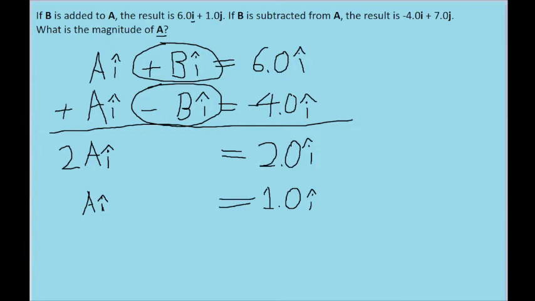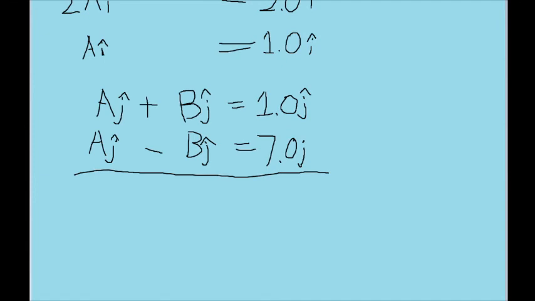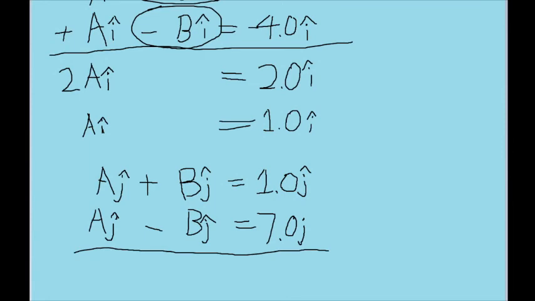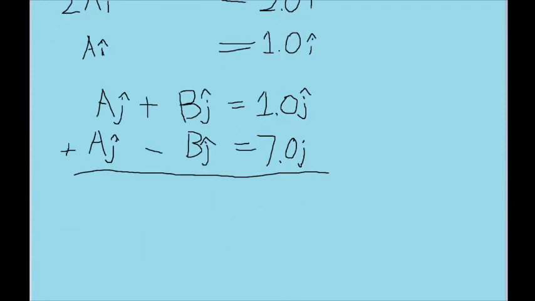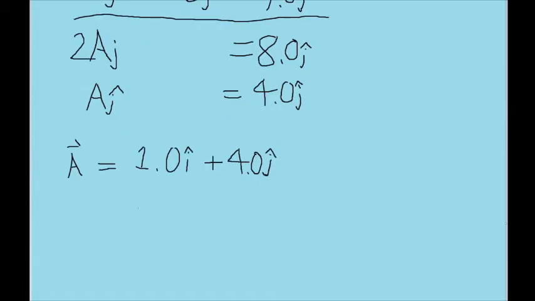Now let's do the same thing for J to find out what the J component of A is. So here I have written a system of equations for the J components, the same exact way we did it for the I's, and I'll want to add these equations together in a similar fashion to solve for the J component of A. This is the next step here, and then we divide both sides by 2 to get A on its own. And so we find that the J component of A is 4.0. This means that the vector A in its totality is 1.0 in the I direction plus 4.0 J.